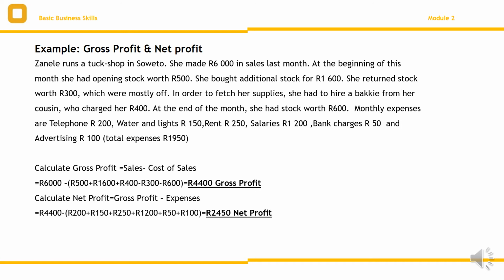So to calculate net profit, we would take our gross profit and minus all of the other expenses that were not covered under gross profit. So the net profit that Zanele earns at the end of the day is 2,450.